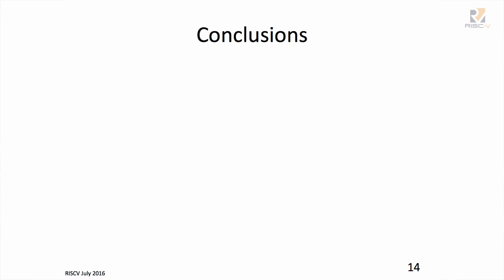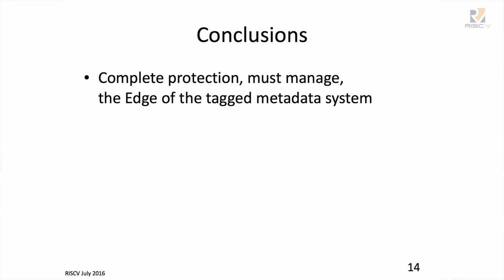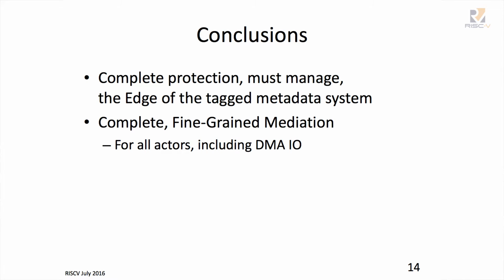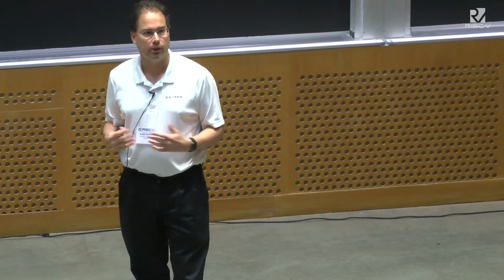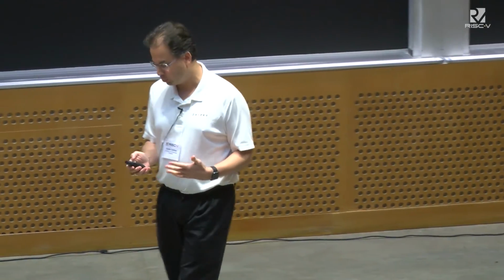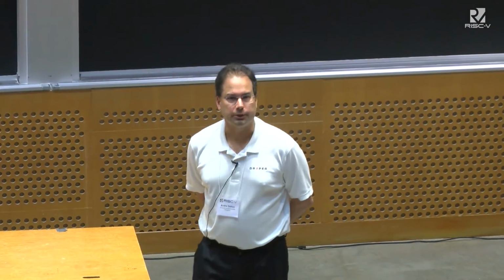So putting that together, if we want to protect our entire system, that means we have to manage the edge of this system, the edge of our world, where tags cease to exist or where tags begin to exist as data comes into our system. We can do complete fine-grained mediation of these things for all of our actors, including our DMA I/O, and we maintain this uniform software-defined metadata processing to the edge of our system, including the slave devices and mediating the DMA devices, even if the DMA devices themselves aren't aware of tags. So with that, I'm happy to take questions.